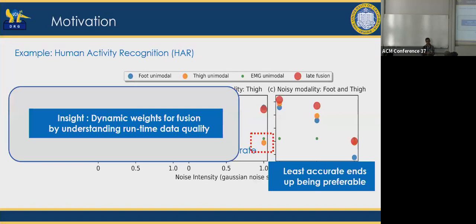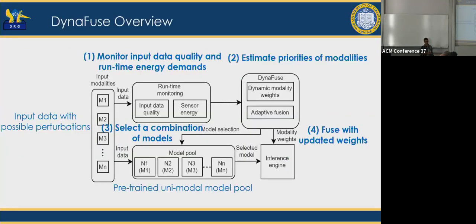This motivates the fact that dynamic weights for multimodal fusion can be, or should be, set at runtime by understanding A, the runtime input data quality, and B, perhaps an energy consumption metric if that is relevant, perhaps in a wearable or a mobile device context. To this end, we implemented the DynaFuse framework, which incorporates runtime monitoring of input data quality. We implemented a lightweight signal quality assessment module that quantifies the quality of a given data sample in a lightweight, quick fashion.